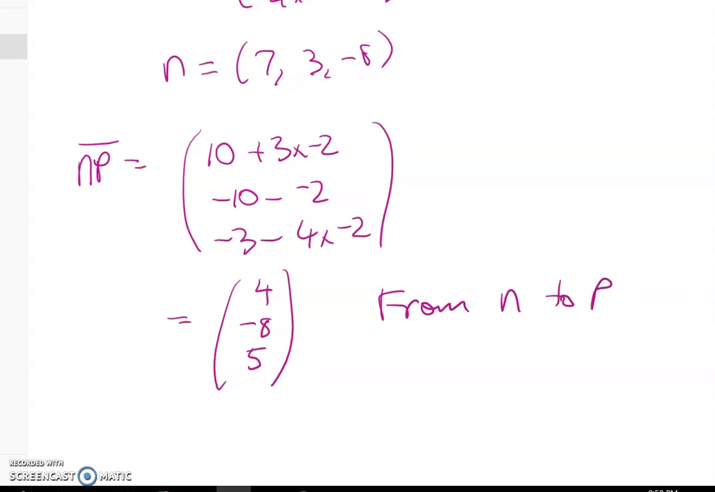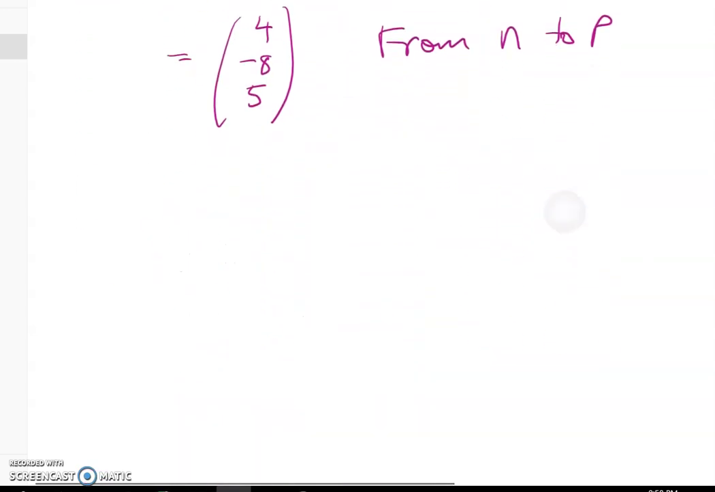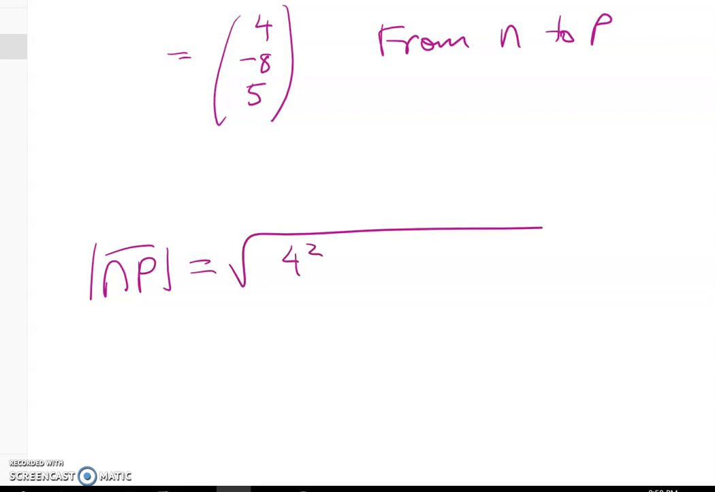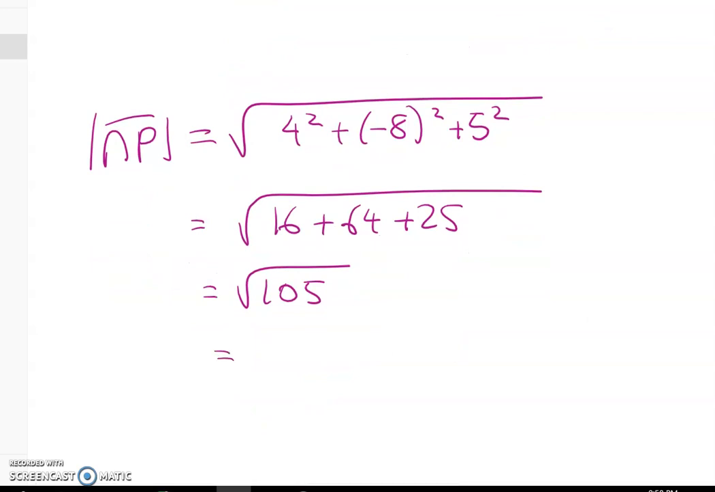So if I want to go back and look again at that diagram, I have to find the length of this line. So I find the magnitude of vector NP, which is 16 plus 64 plus 25, which gives me the square root of 105, or 10.25 units.